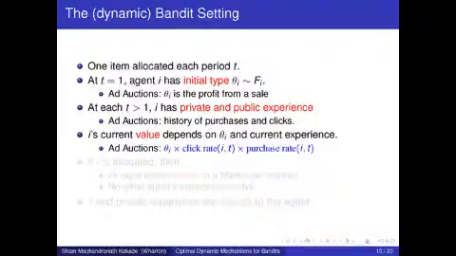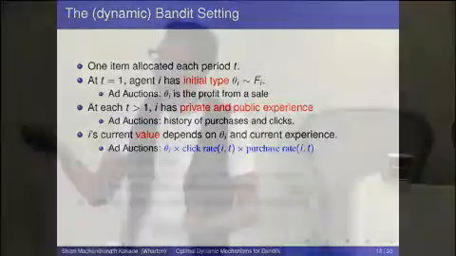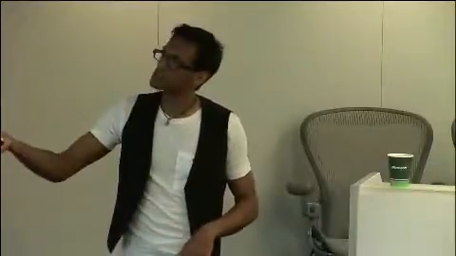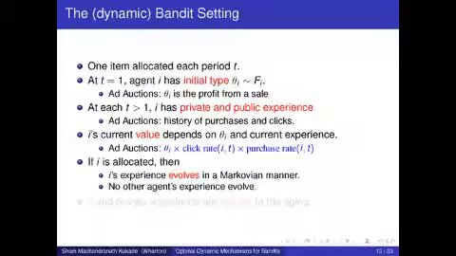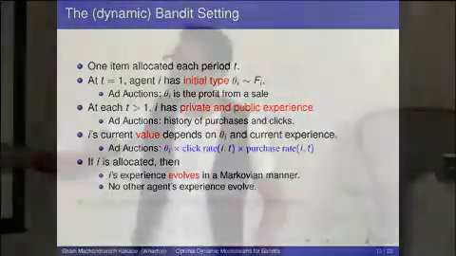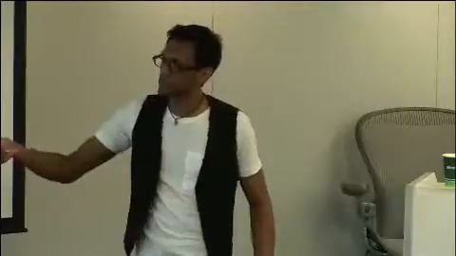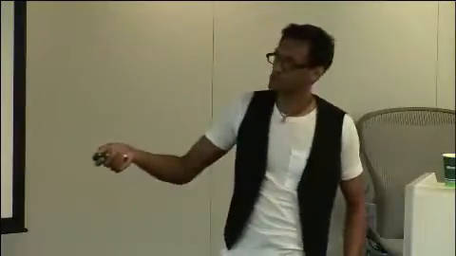And in particular, at any given round, their value is going to depend both on theta I and the current experience. So in the ad auction case, the value is theta times the click-through rate times the purchase rate, where these are functions of their experience. And it's a Bandit problem in the sense that if we allocate to someone, their experience will evolve in a Markovian manner, but no one else's experience will evolve.